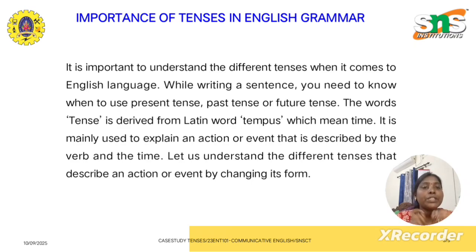So it specifies that the action has happened in the past, or is going to happen in the future. This is a very basic concept. If you are very clear with these things, you can structure your sentences and express your ideas during the conversation. So let us understand the different tenses that describe an action or event changing its form.